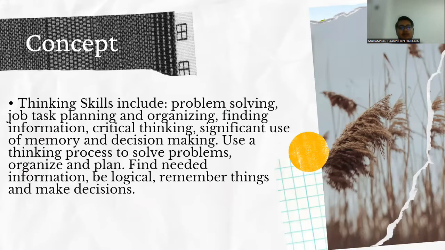For the concept, thinking skill includes problem solving, job tasks, planning and organizing, finding information, critical thinking, significant use of memory and decision making. Use a thinking process to solve problems, organize and plan. Find needed information, be logical, remember, think, and make decisions.